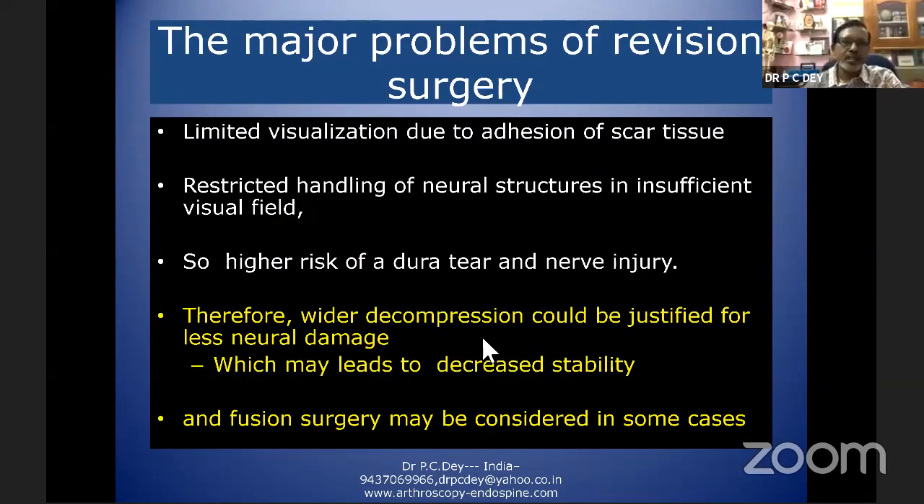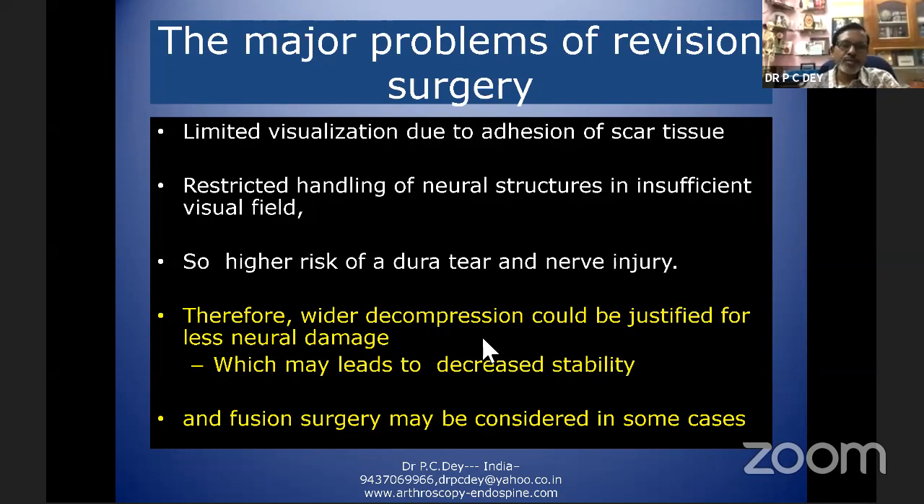That is the most critical problem. Restricted handling of the neural structures and an insufficient visual field sometimes lead to dural tear and nerve root injury. Therefore, with wider decompression, everybody has the mindset that open surgery is far better for revision surgery, and open surgery gives you wide visualization so that you can save the nerve.